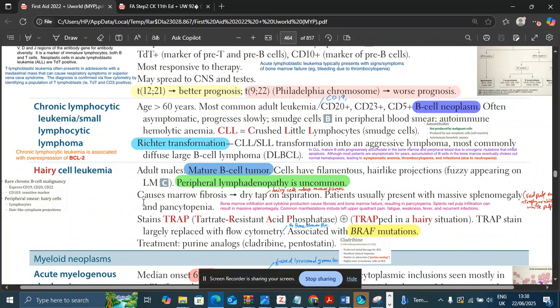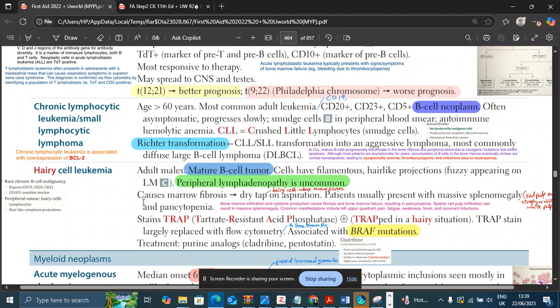So the patient will present with weakness, fatigue, petechiae, recurrent infection, abdominal pain due to splenomegaly, early satiety, and weight loss. Lymphadenopathy is rare. So the high yield points related to hairy cell leukemia are bone marrow failure, pancytopenia, and splenomegaly. Lymphadenopathy is uncommon.